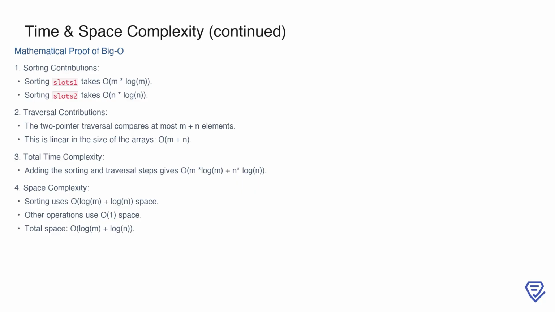For space complexity, sorting requires O(log m) space for slots 1 and O(log n) for slots 2, while the two-pointer traversal and result storage use only O(1) additional space. Thus, the total space complexity is O(log m + log n). This balance of efficiency in both time and space makes the solution highly effective for the problem.